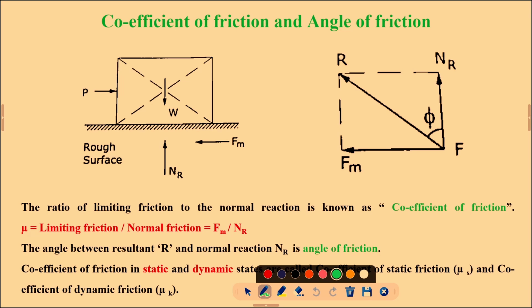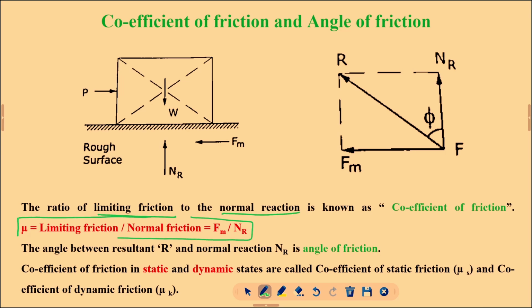Now, next is coefficient of friction and angle of friction. What is meant by coefficient of friction? The ratio of limiting friction to the normal reaction is known as coefficient of friction. Limiting friction to the normal reaction.